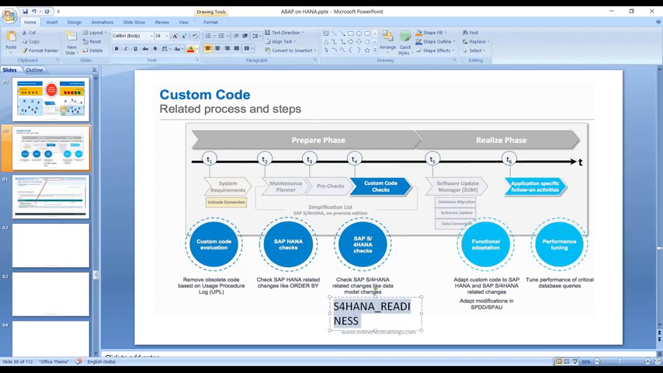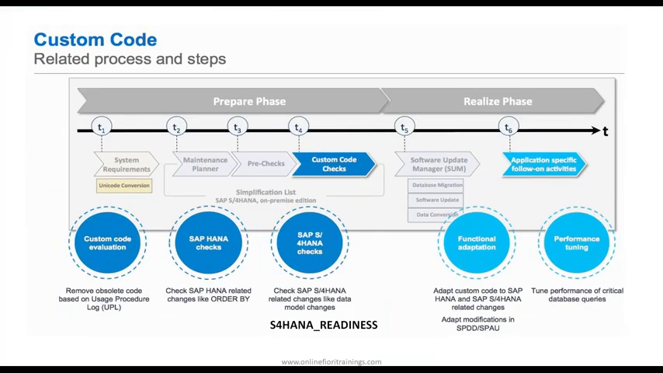This variant will help you identify the incompatible changes and give you a relation with your simplification database, with the note number. It will give you recommendations in terms of notes on what has been changed and what you are supposed to do. We'll see that in the system now.